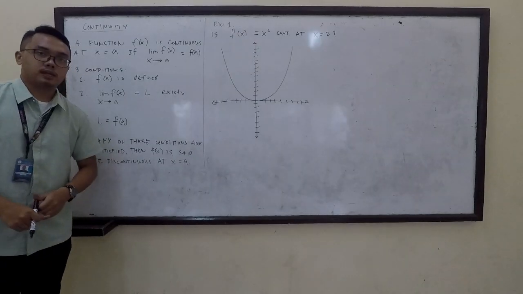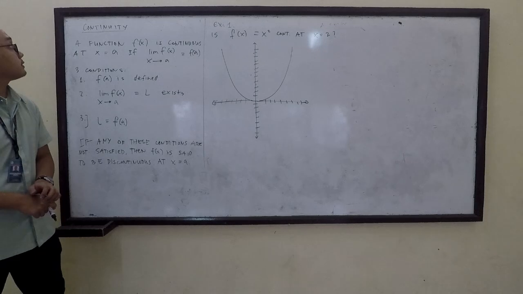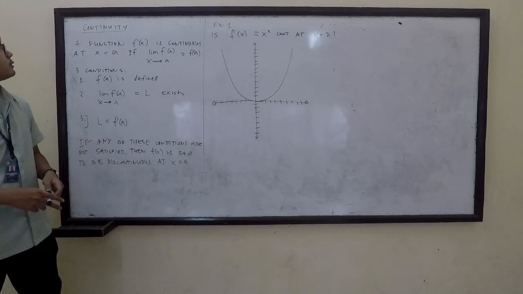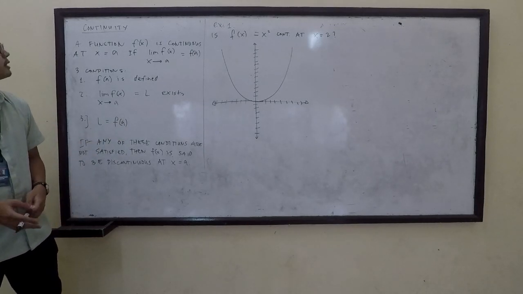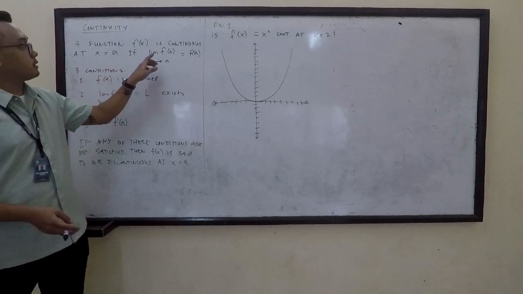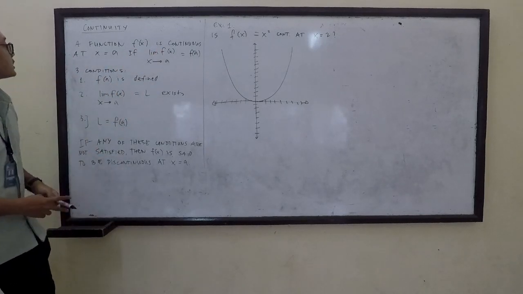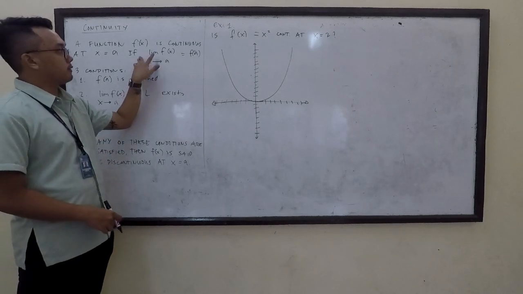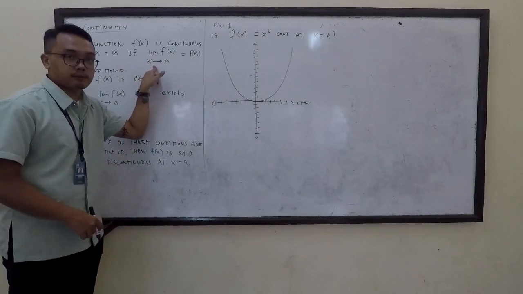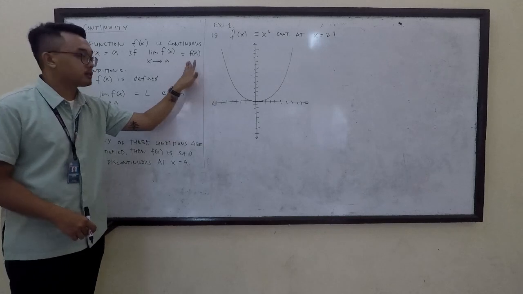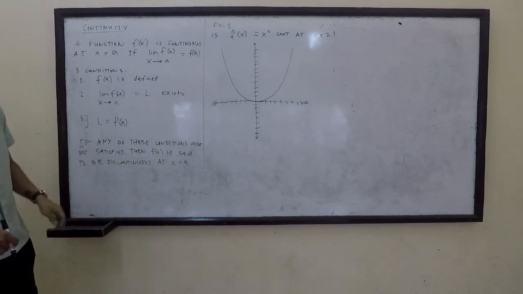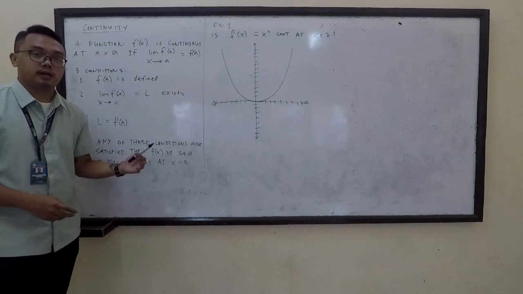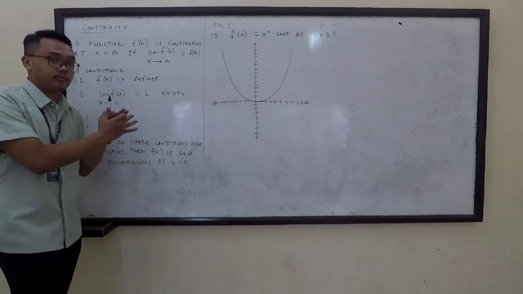Okay, so this is the last part of this lecture, which is continuity. A function f of x is continuous at x equal to a if the limit of f of x as x approaches a is equal to f of a. So there are three conditions for a function to be called continuous at this value.